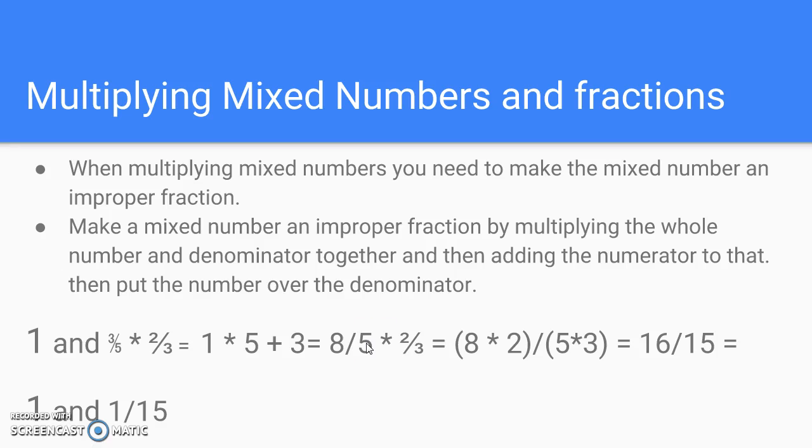Now I have a fraction times a fraction. I have 8/5 times 2/3. So now I multiply the numerators together, 8 times 2, over the denominators, 5 times 3. 8 times 2 is 16. 5 times 3 is 15. So my answer is 16 over 15, but I'm not done because I need to finish reducing. I need to turn that into a mixed number. 15 goes into 16 one time, giving you a whole number of 1, giving you a remainder of 1, and putting that over 15. So 1 and 1/15.